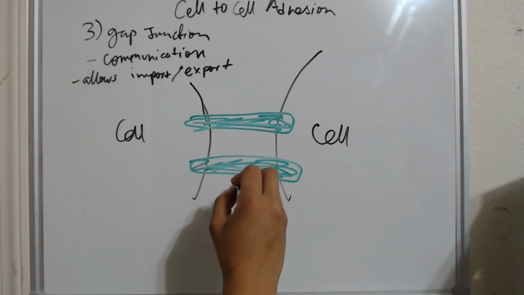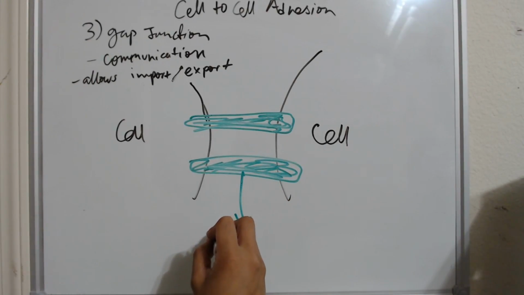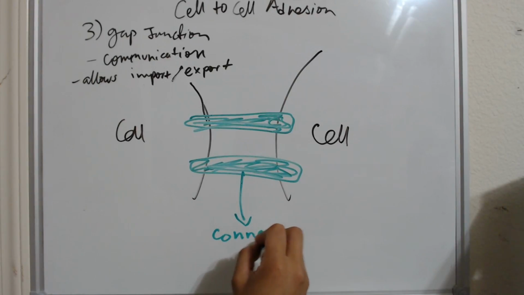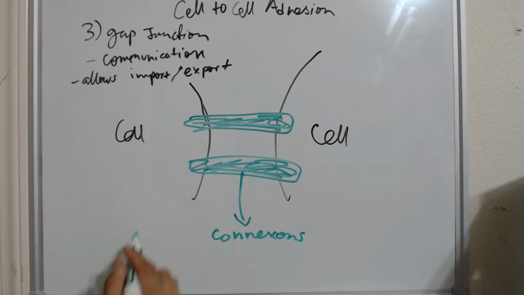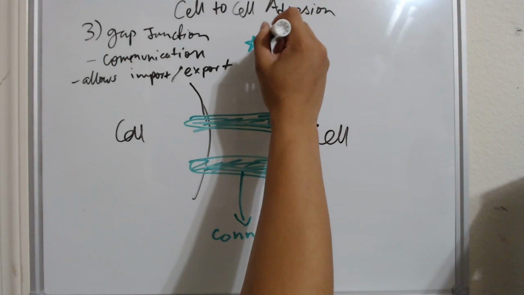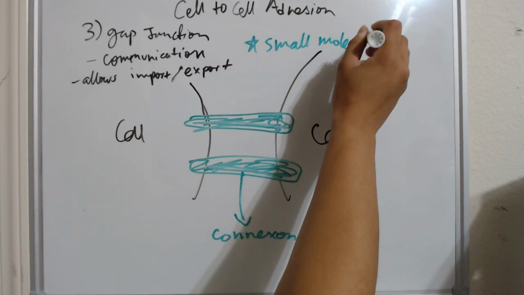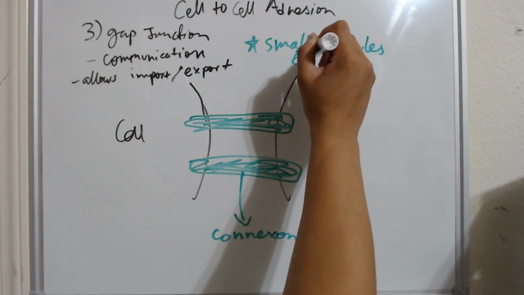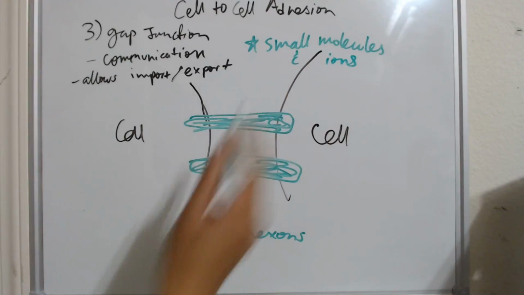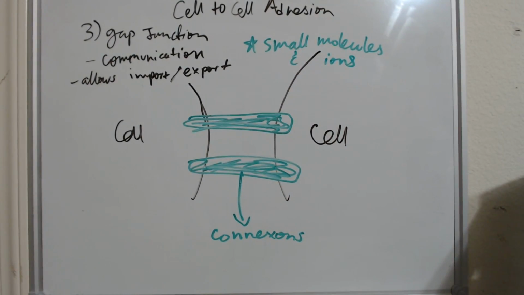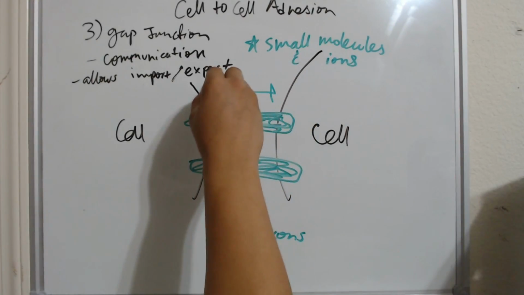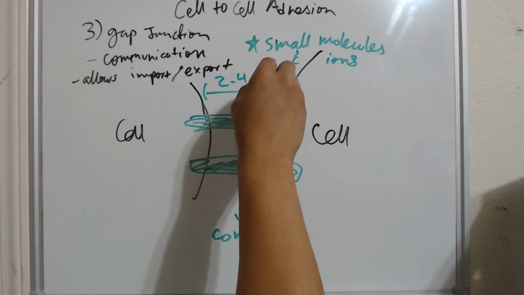And these are composed of connexons. And it will allow only small molecules and ions to pass through them between the cells. The distance here is about 2 to 4 nanometers.